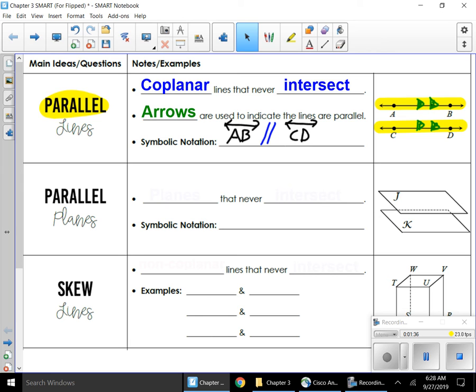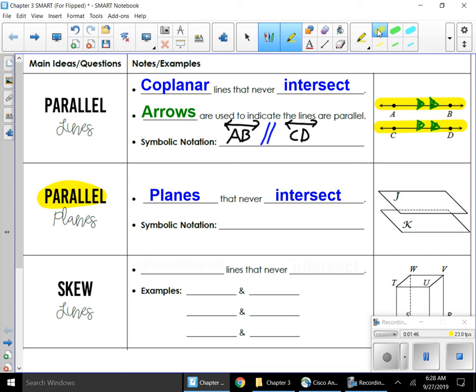In addition to parallel lines, we can also have parallel planes, just a couple of planes that never intersect. If we look over here on the right-hand side, notice we have plane J, and it's right above plane K. Those are planes that don't intersect. We use the same symbol to talk about parallel planes. Of course, we do need to name our planes differently. Our top plane is plane J, and our bottom plane is plane K.